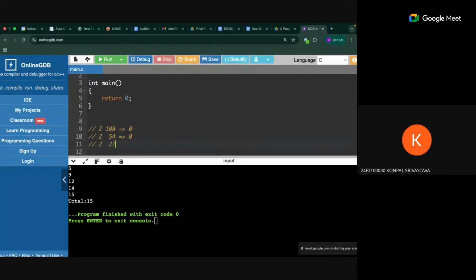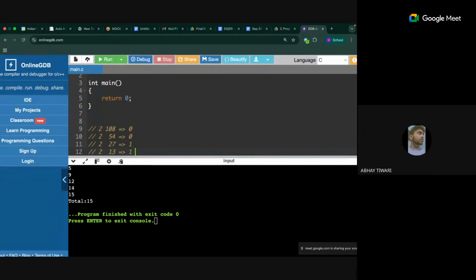27. And if I divide 27 by 2, what is the quotient? What is the remainder? 1. What is the quotient? 13. It's 14, right? No, not 14. 13.5, so 13 will be the value. So 13 divided by 2, what is the remainder?